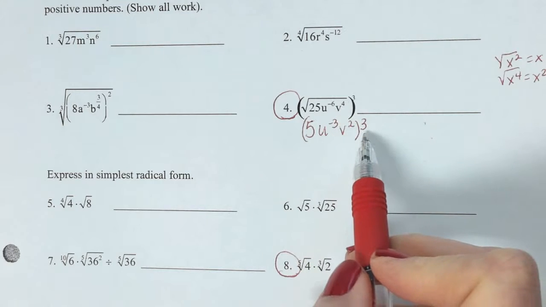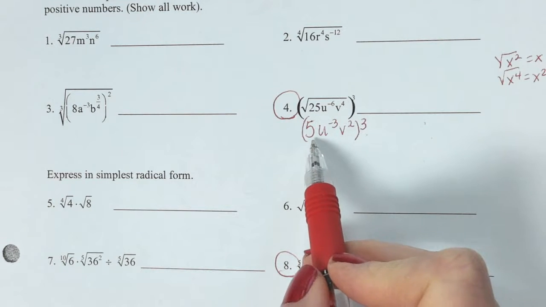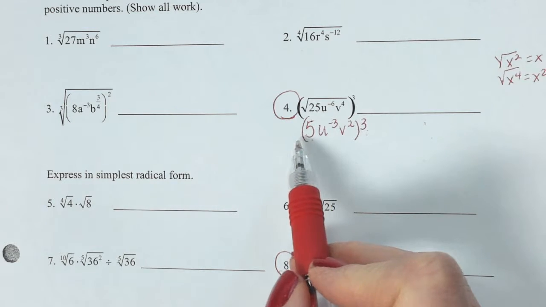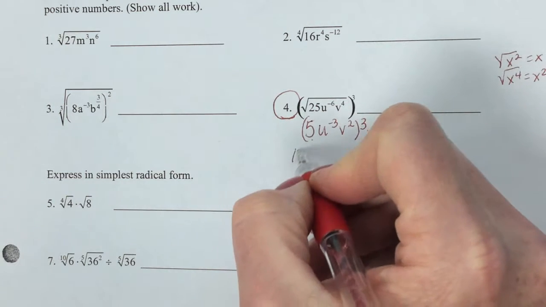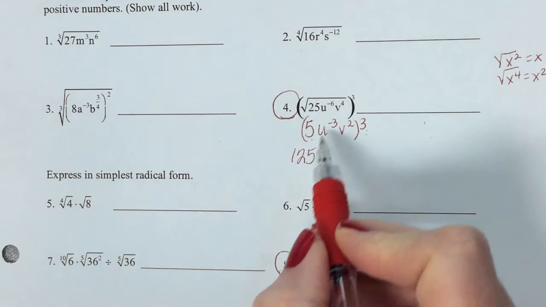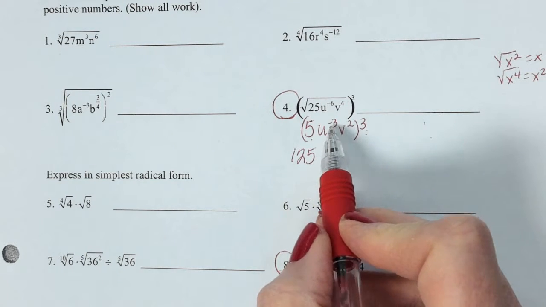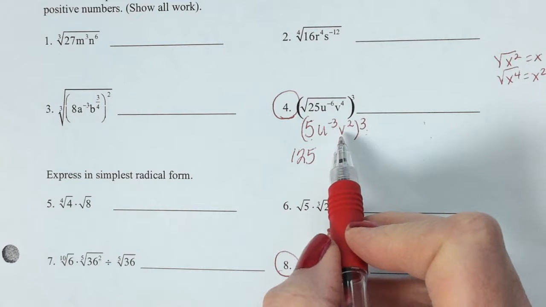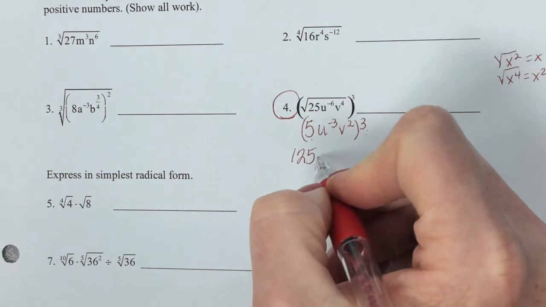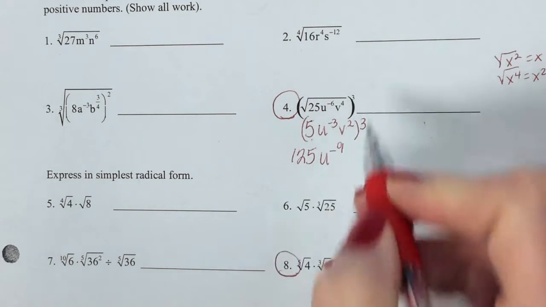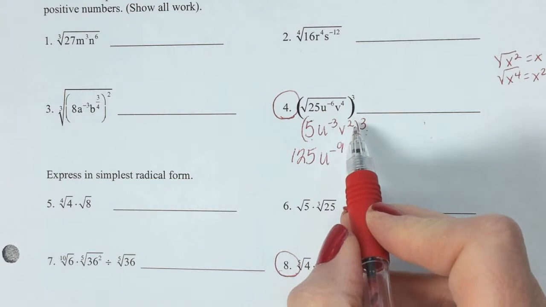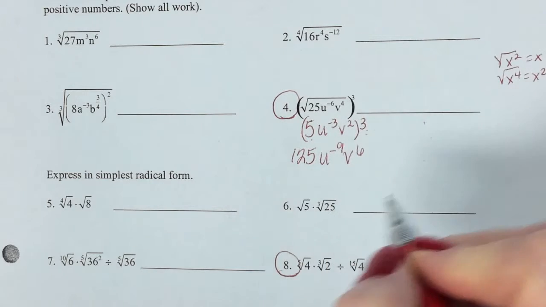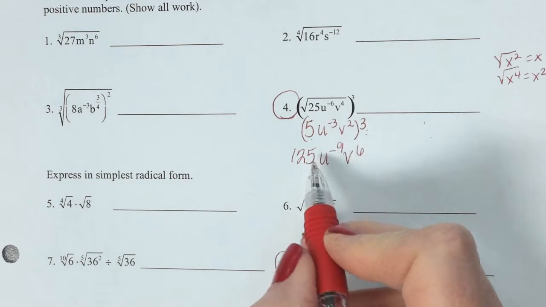But now we still have to cube. So we have to think of 5 cubed. So what's 5 times 5 times 5? So it would be 125. And then what do we do here if we have a power to a power? What's the rule on that? Multiply. So that's going to be u to the negative 9. And then here again we have a power to a power, so we have to multiply. Then we just have to simplify.